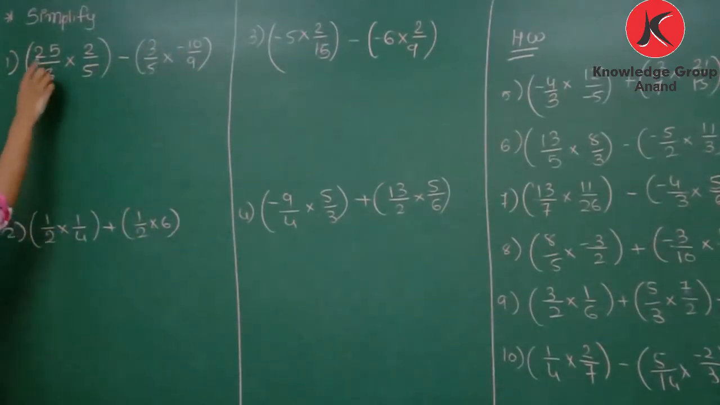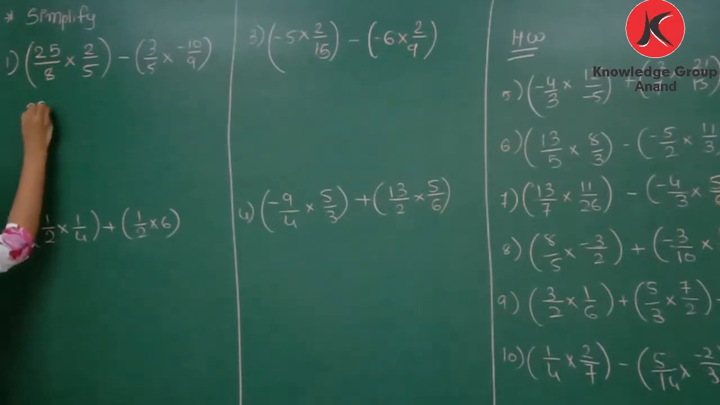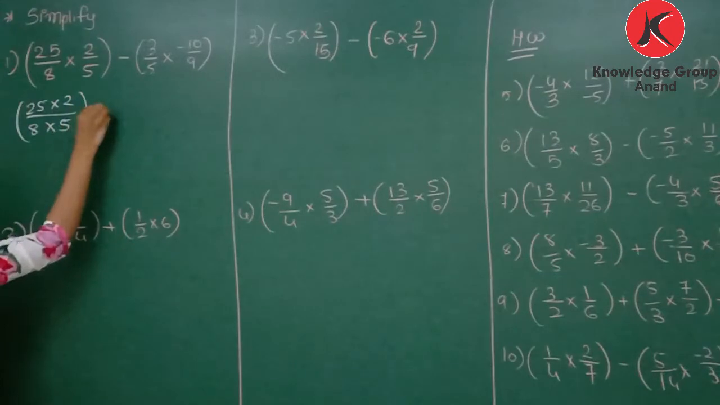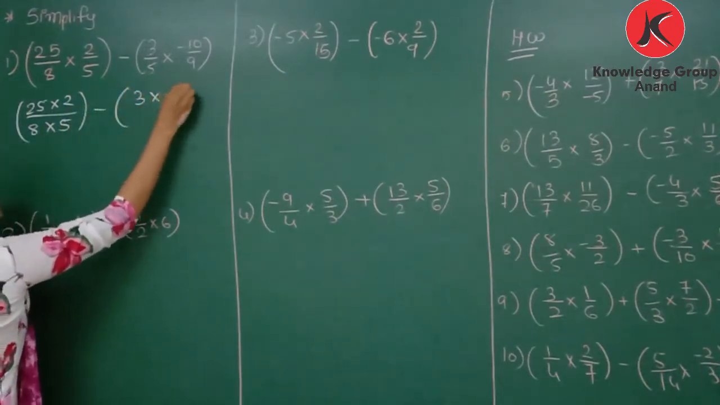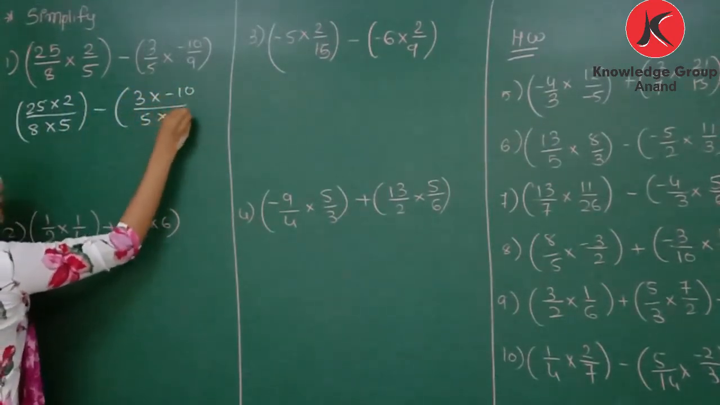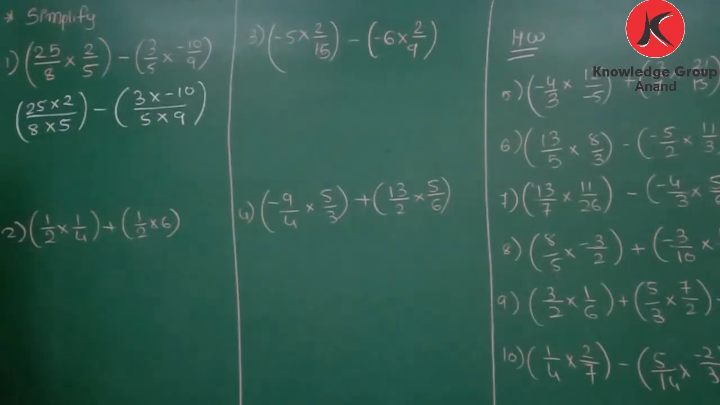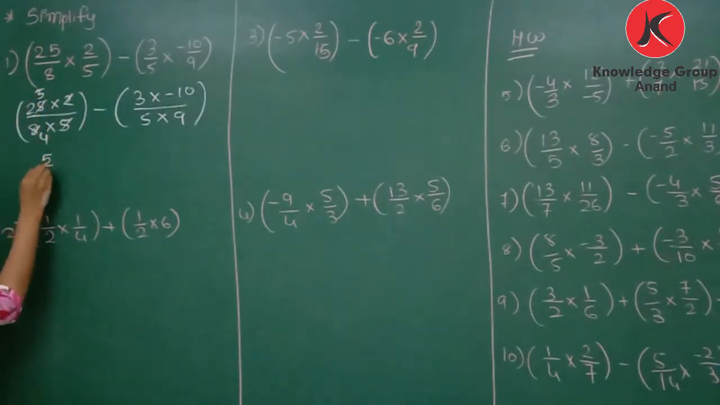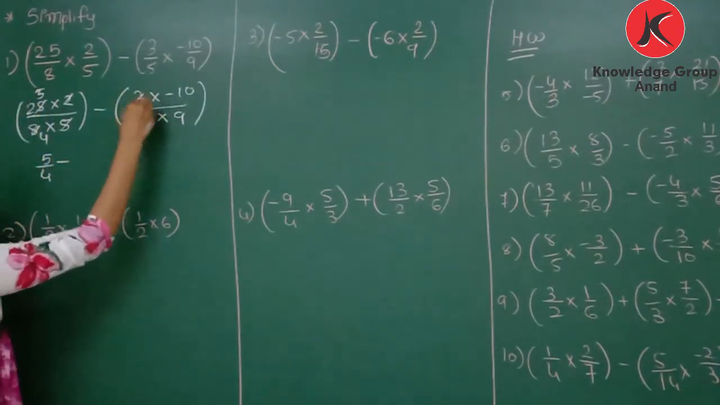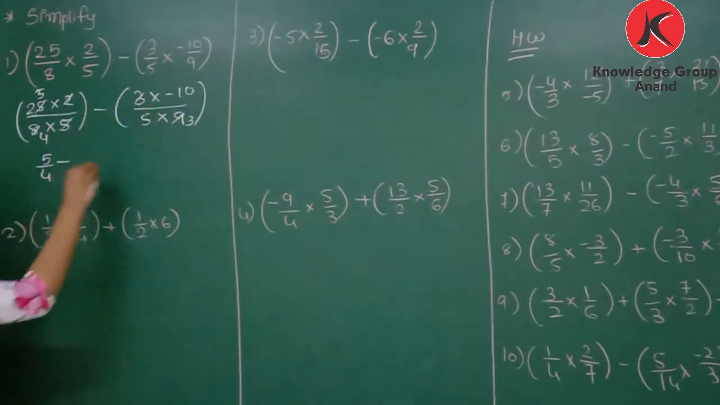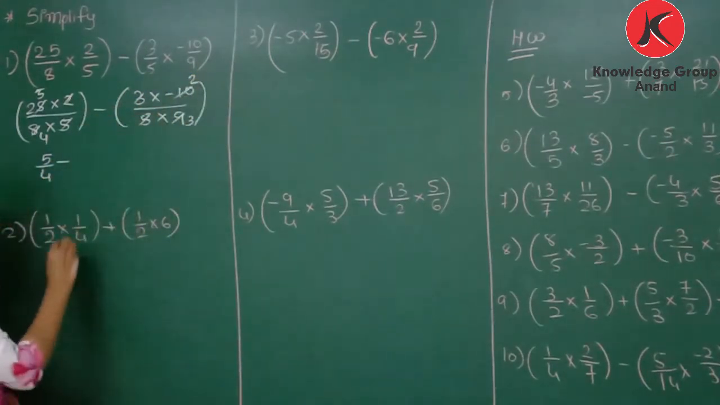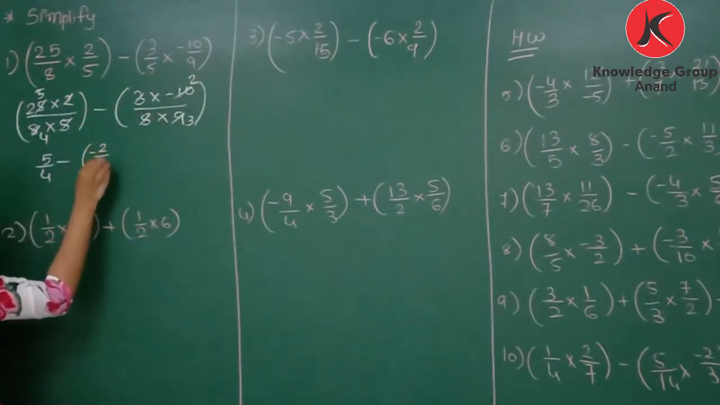So let's start. Here you can cancel out this 25 multiply 2, 8 multiply 5, minus 3 multiply minus 10, 5 multiply 9. Now find out the common factors. So here 5 5s are 25, 2 4s are 8. So here we have 5 by 4 minus, here you can cancel out 3 3s are 9, 5 2s are 10. So we have minus 2 by 3.